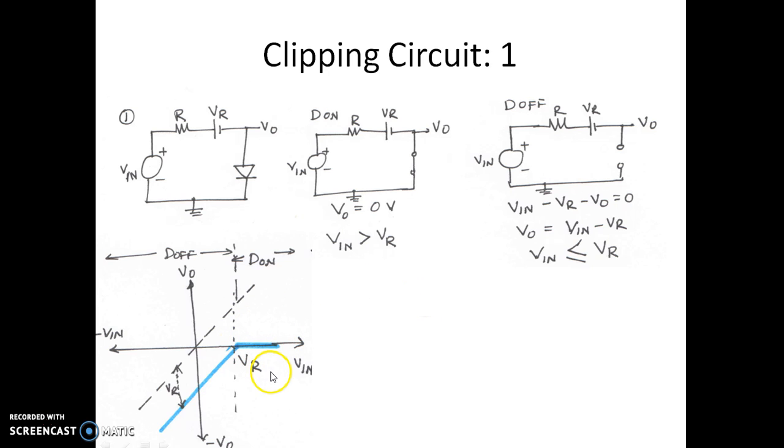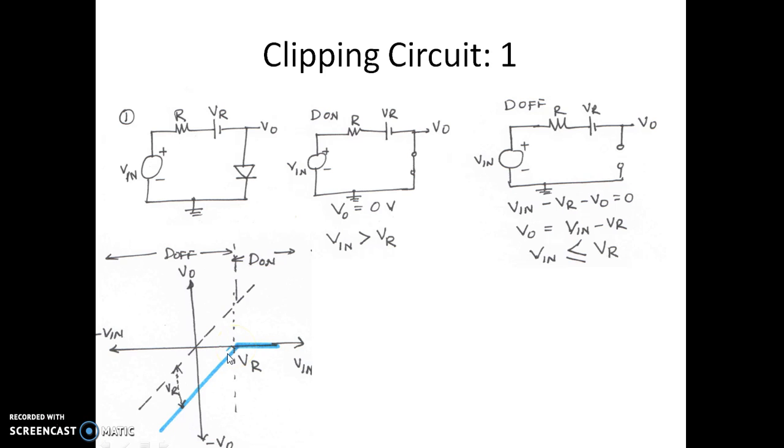When Vin is less than VR, the output is Vin minus VR. Here the value of Vin is VR, so what is the corresponding output voltage? When Vin is equal to VR, the output is Vin minus VR. Assume VR is 2 volts. If the input is 2 volts, then 2 minus 2 is 0, so the output voltage is 0.